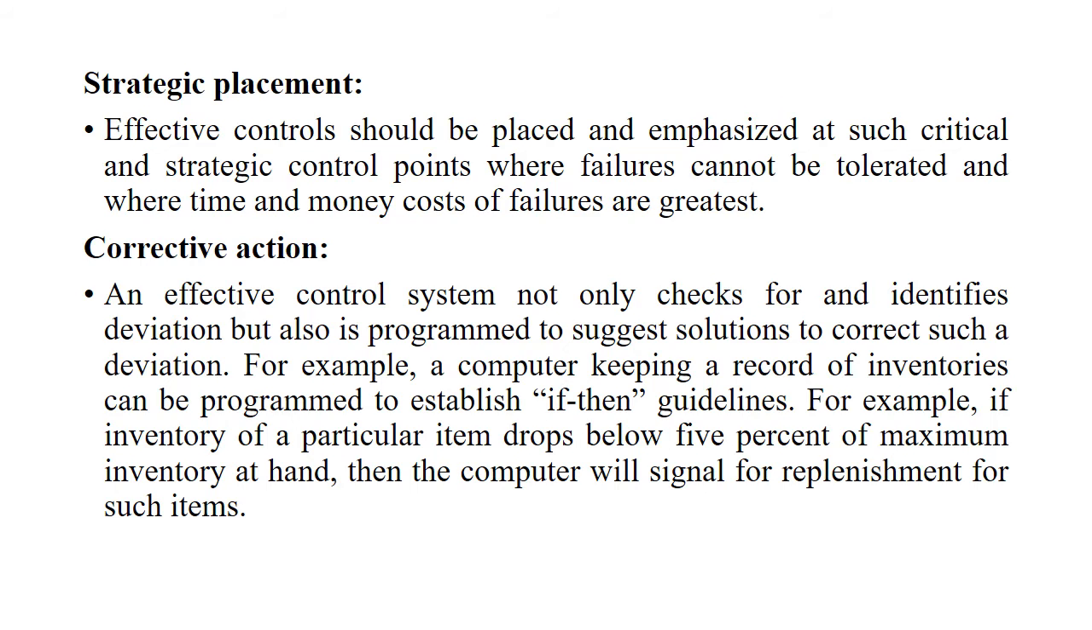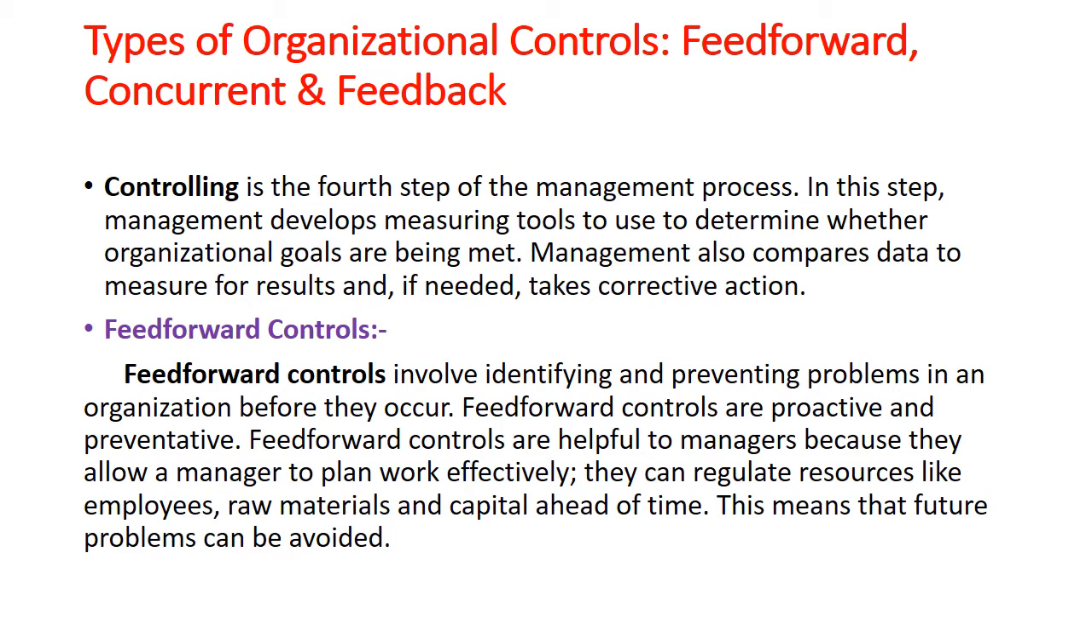A computer keeping a record of inventories can be programmed to establish if-then guidelines. For example, if the inventory of a particular item drops below 5% of maximum inventory on hand, then the computer will signal for replenishment of such items. So if the items go below 5%, the computer will automatically signal that replenishment of items is required. That's correct.